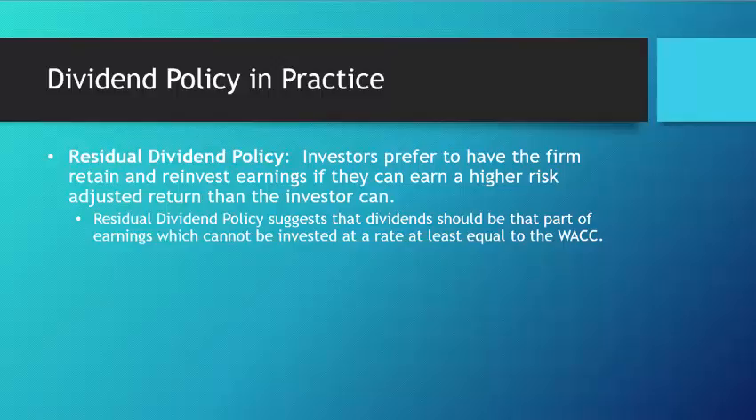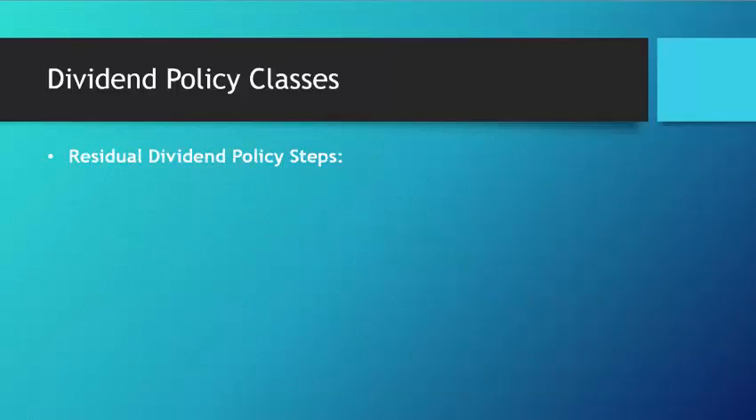That just makes sense. So residual dividend policy suggests that dividends should be that part of earnings which cannot be invested at a rate at least equal to the weighted average cost of capital. This one makes a lot of intuitive and academic kind of sense. The problem is that it's not really what happens, and I'm going to tell you why. Because in this instance, the residual dividend policy, you would determine your optimal capital budget first.